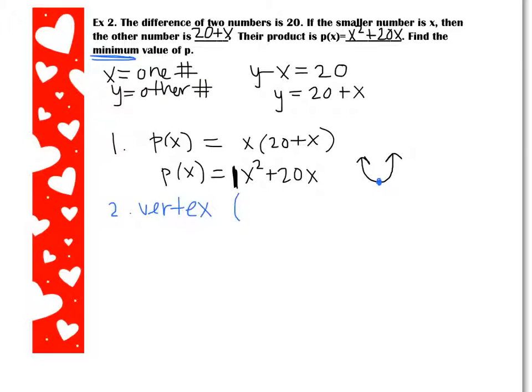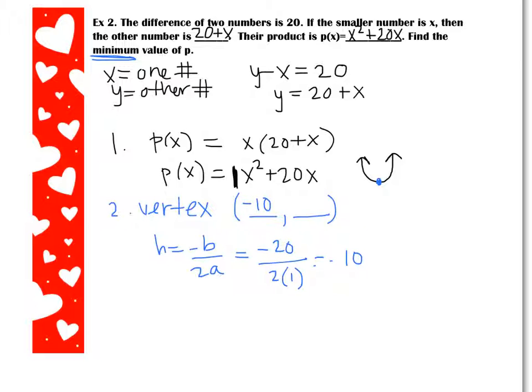So we need our h and our k. To get our h, we use the formula negative b over 2a. Here we have b is 20, a is 1, so let's plug that in. Negative 20 over 2 times 1, so we get negative 10.